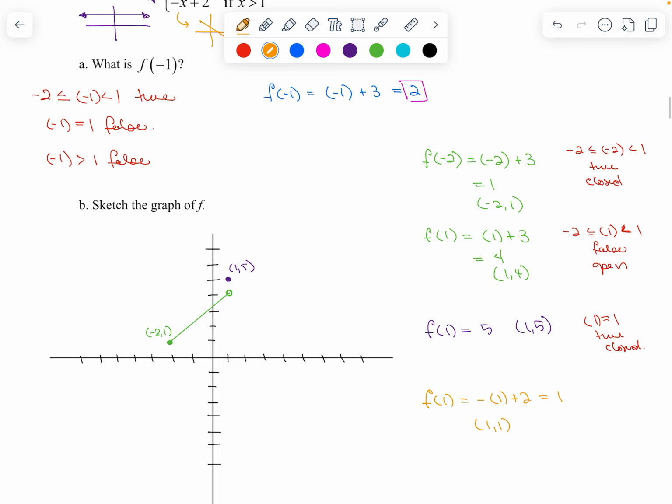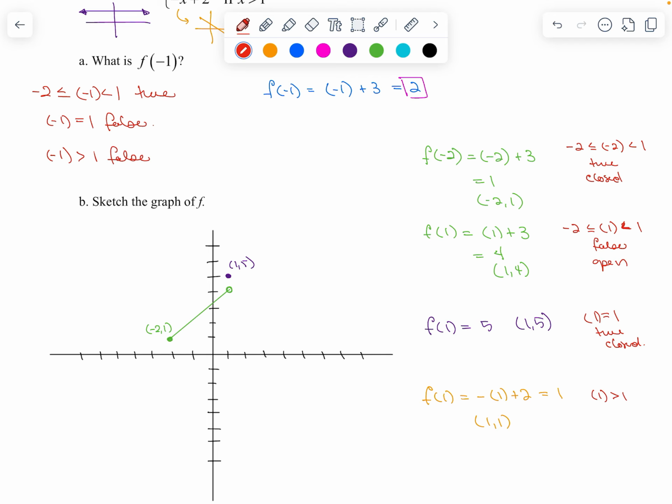Okay, and so from there, we look at the statement. So we see if it's true or not. So is 1 greater than 1? Well, this comes back as false. So this is going to be open. I'm going to use an open circle there.